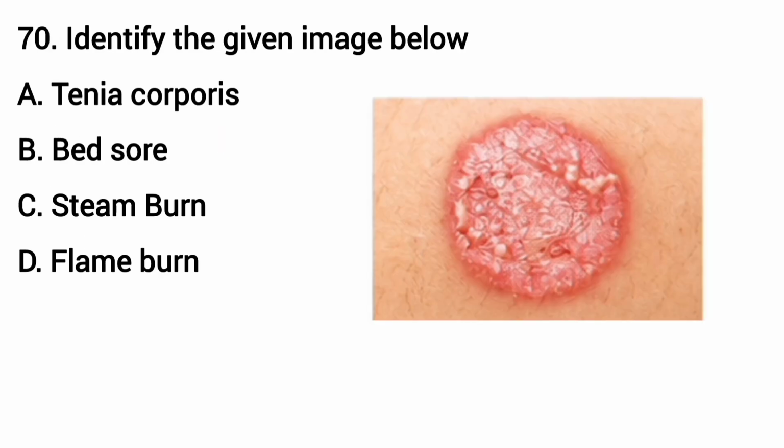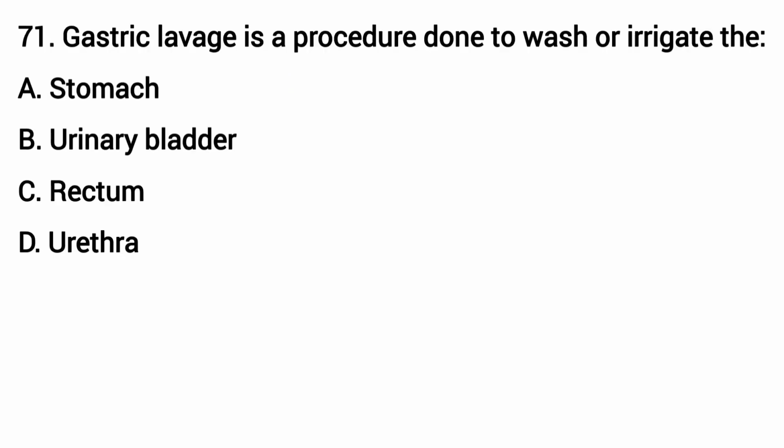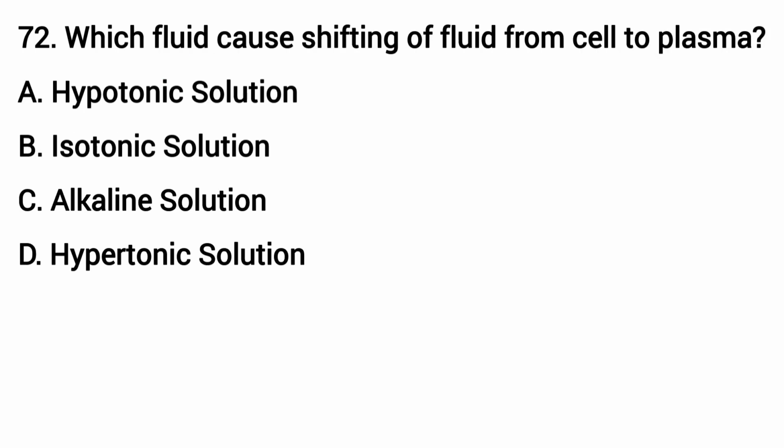Identify the given image below. The answer is A. Tinea corporis. Gastric lavage is a procedure done to wash or irrigate the. The answer is A. Stomach. Which fluid causes shifting of fluid from cell to plasma? Hypertonic solution.